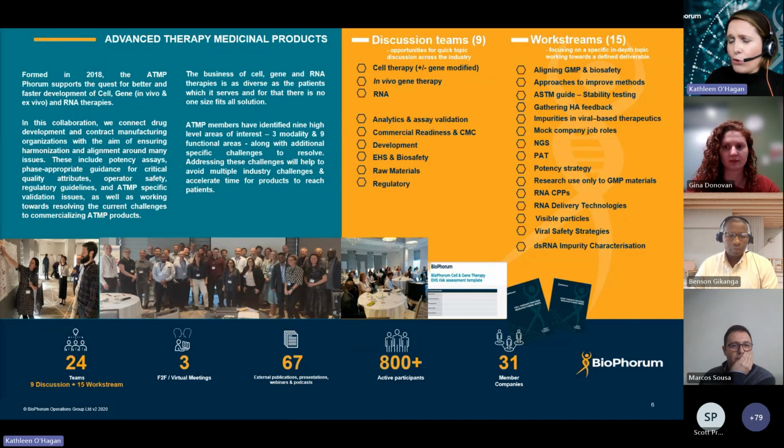And the ATMP forum, just to give a bit of background on it, it was formed in 2018. We currently consist of 31 member companies, and we operate at two different levels of teams. The first level is what we call high-level discussion teams. These are quite large teams that meet every 2 months to discuss high-level topics and quick-fire questions. And we can be modality focused or functional focused.